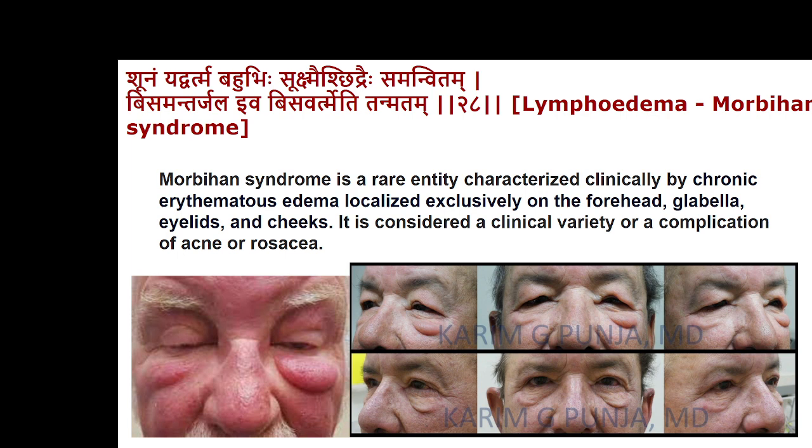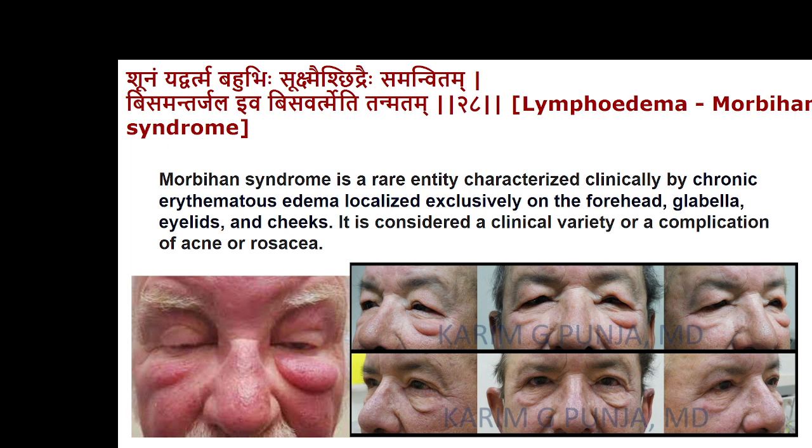A bisa is a condition where there will be a baggy swelling which looks like a bag containing water. Antarjalam bisamiva, a bag-like swelling around the eyelids, which may even present with sukshma chidra, thin or fine openings, and discharges could occur. This is often produced due to lymphedema around the eye, and it's also named Melkersson-Rosenthal syndrome.